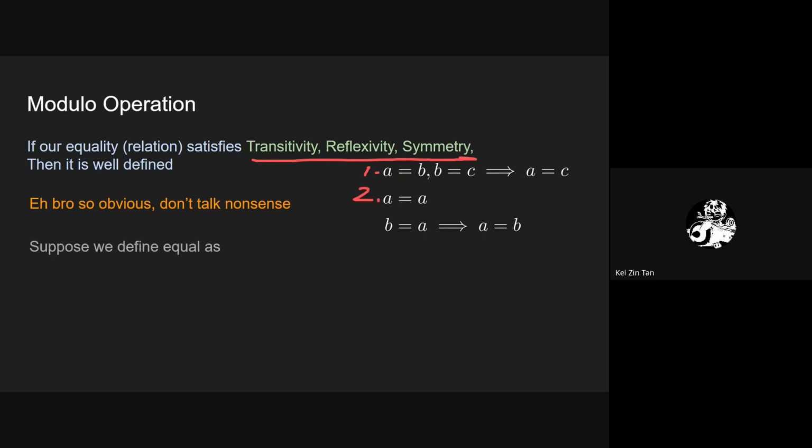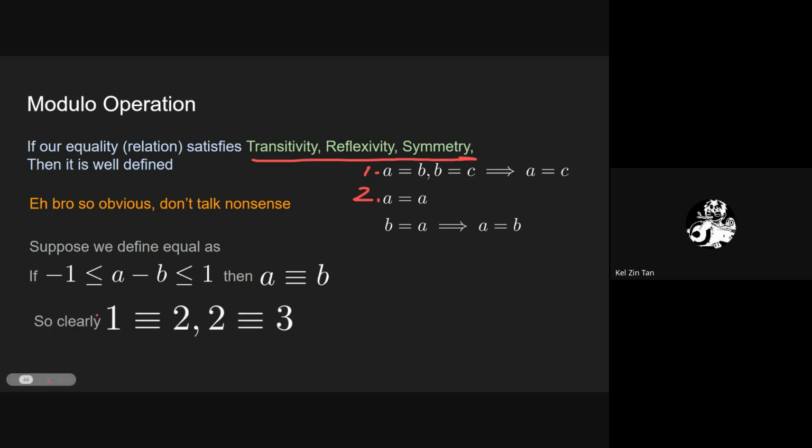But suppose we redefine our equality to be something like this: A is congruent to B if their difference is within 1. For example, 1 is congruent to 2, because 1 minus 2 is negative 1, and it is in this range. Obviously 2 is also congruent to 3. The other way around also works, so 2 is congruent to 1, and 3 is congruent to 2. And 1 is also congruent to itself. So it satisfies this property and this property.